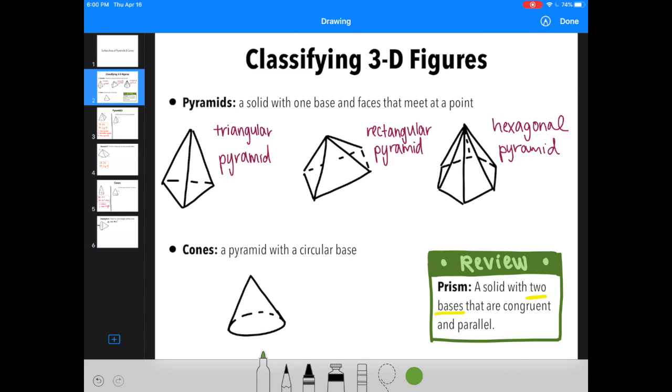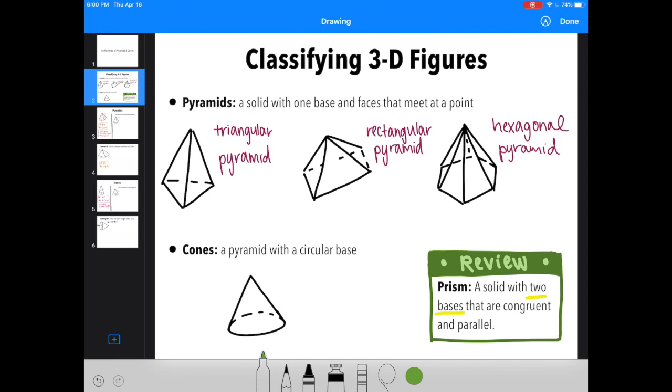So let's do a little bit of review before we dive into plugging and chugging. Last week we identified some names for some 3D figures, and we're going to add a little bit of vocabulary onto that. So let's look at our little review box in the right-hand corner. Review. What is a prism? A prism is going to be a solid with two bases that are congruent and parallel.